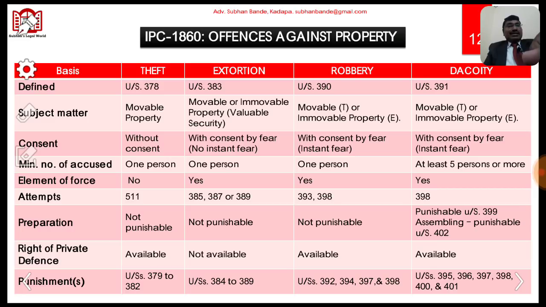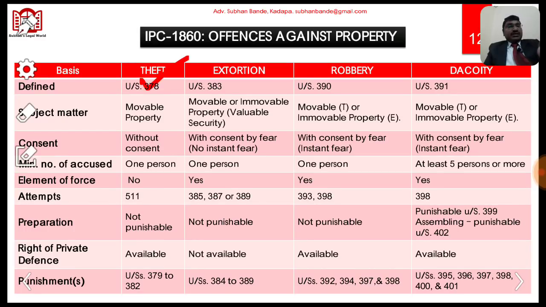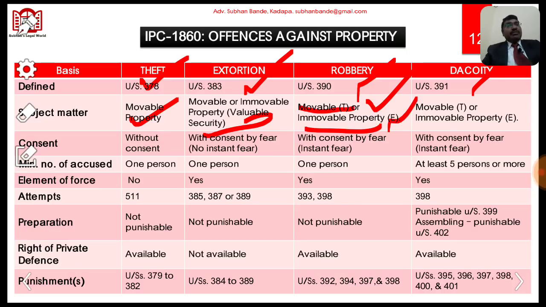Section 378 defines the offense of theft. Section 383 defines extortion. Section 390 defines robbery. Section 391 defines dacoity. The subject matter of theft is only movable property. The subject matter of extortion is either movable or immovable. Here the words valuable security are used along with any property or valuable security. These two terms are used in case of extortion. Next, in robbery, it may be movable or immovable. If the theft becomes robbery, the subject matter is movable. If the extortion becomes robbery, the subject matter may be movable or immovable. Whenever a robbery is committed by 5 or more members, it becomes dacoity. Hence, the subject matter may be movable or immovable property.